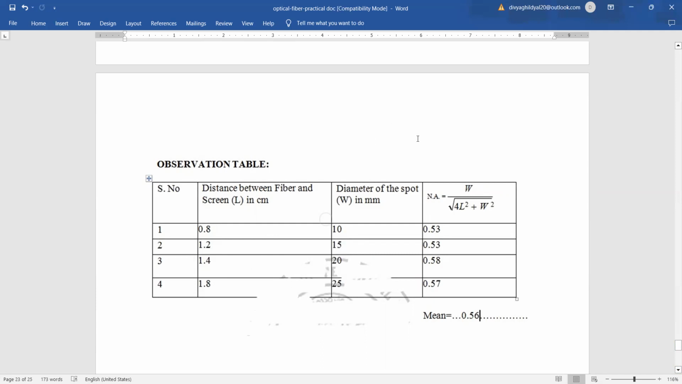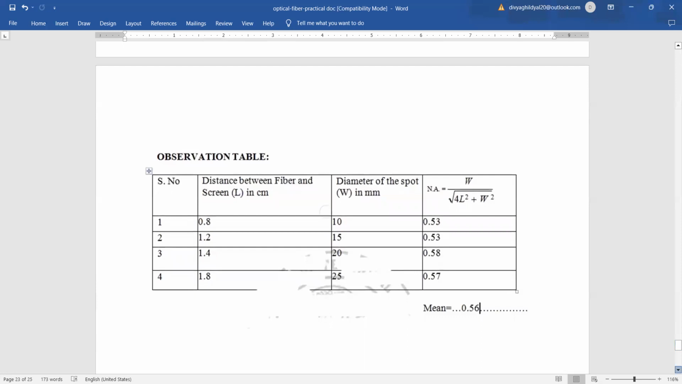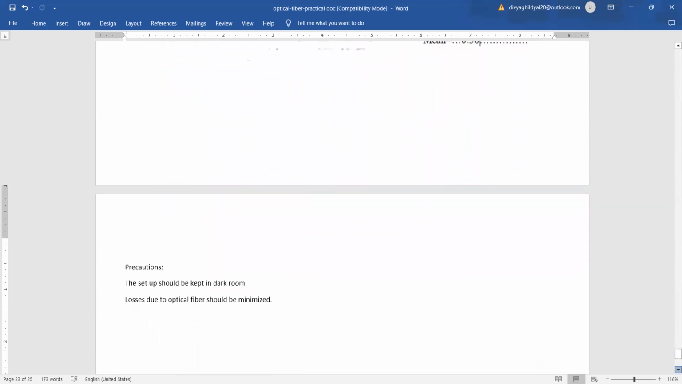It is a simple visualization of a triangle. And this millimeter I changed to centimeter, and the numerical aperture value in the lab, experimentally, I got as 0.56.